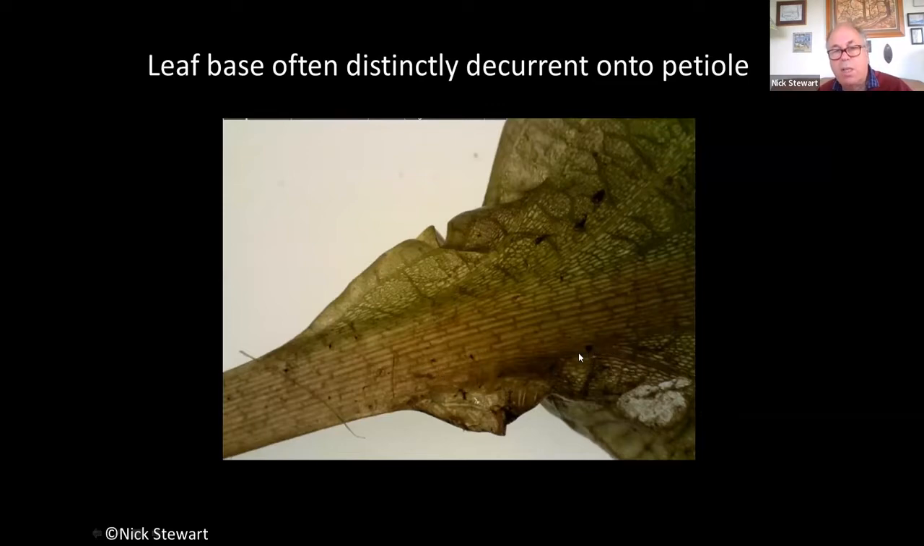Another feature of coloratus is that it's very common for the leaf to be a little bit decurrent onto the top of the petiole. So you've got a little bit of a flange coming down the leaf stalk, which you don't get in polygonifolius.